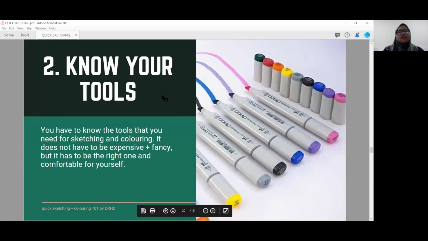That is the first one, know what you love. The second one is know your tools. You have to know the tools that you need for sketching and coloring. It does not have to be expensive or fancy, but it has to be the right one and comfortable for yourself. Again, knowing yourself, knowing what you like, knowing what the potential you have in you.